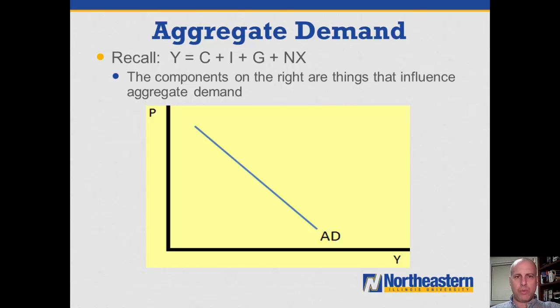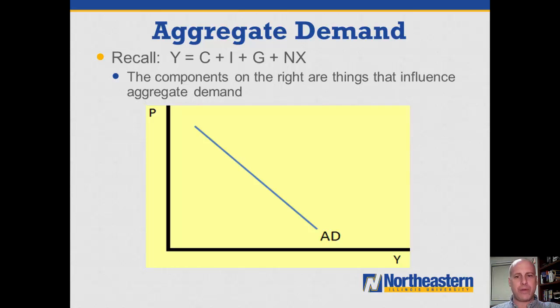Aggregate demand. When we think about aggregate demand, recall the components of GDP that we learned about in earlier lectures. Y, output, is composed of four different elements. The first is consumption. The second is investment. The third is government spending. And the fourth is net exports, that is exports minus imports. And these components, the components on the right-hand side of our equation, are the things that influence aggregate demand.